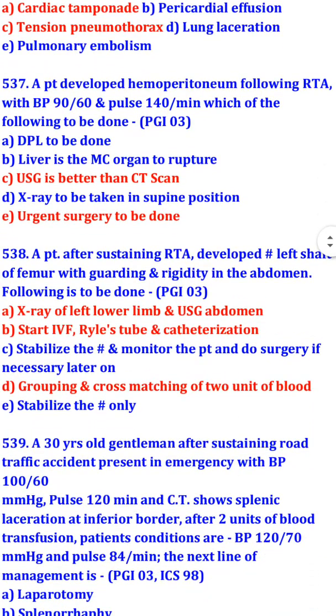A patient after sustaining RTA develops fracture of left shaft of femur with guarding and rigidity in the abdomen. Following is to be done: X-ray of lower limb and USG abdomen, start IV fluids, Ryle's tube and catheterization, grouping and cross-matching of 2 units of blood.